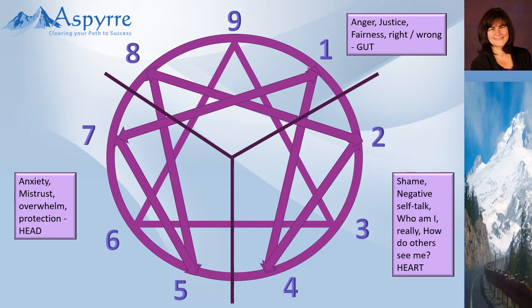So when they talk about it spiritually, they'll often talk about the 8, 9, and 1 having a gut center. They're more instinctive. The 2, 3, and 4 have a heart center. They're more into feelings and emotions. And the 5, 6, and 7 have more of a head center. So they'll intellectualize something. They won't be as in touch with their feelings. So that's how those three triads work.